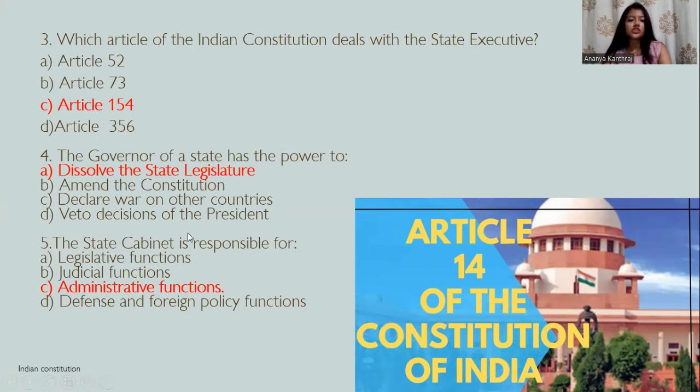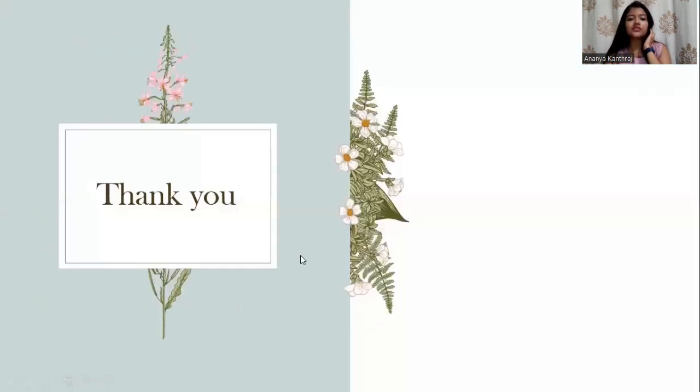Let's move on to the final question of topic 5. Question number 5 states that the state cabinet is responsible for option A, legislative functions, option B, judicial functions, option C, administrative functions, and option D, defense and foreign policy functions. The right answer for the question is option C, administrative functions. Hence, the state cabinet is responsible for the administrative functions.